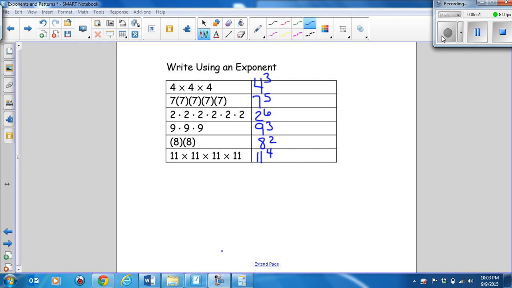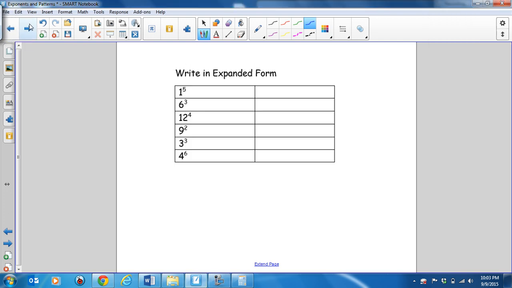Okay, you should have just unpaused the video and come back, and you should have done these on your own. So you should have 4 to the third power, 7 to the fifth power, 2 to the sixth power, 9 to the third power, 8 to the second power, and 11 to the fourth power. Now what we're going to do here is write them in expanded form.